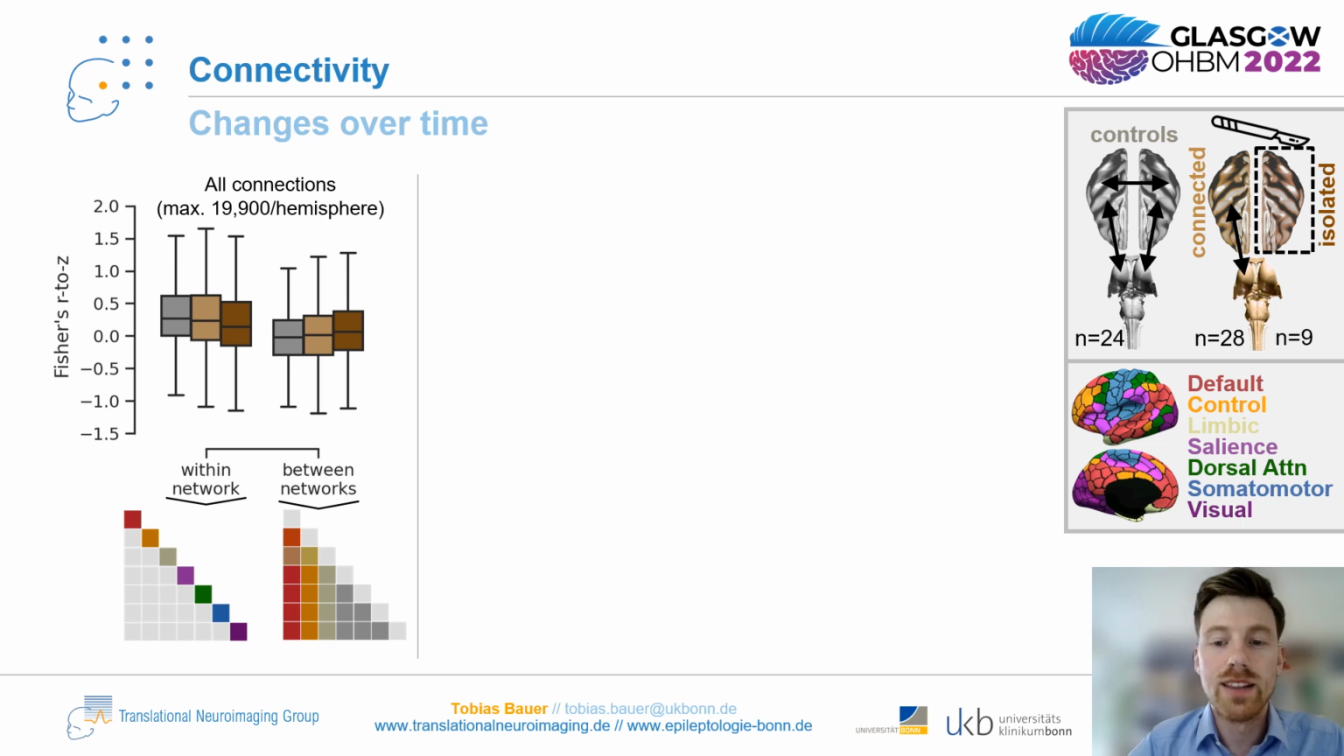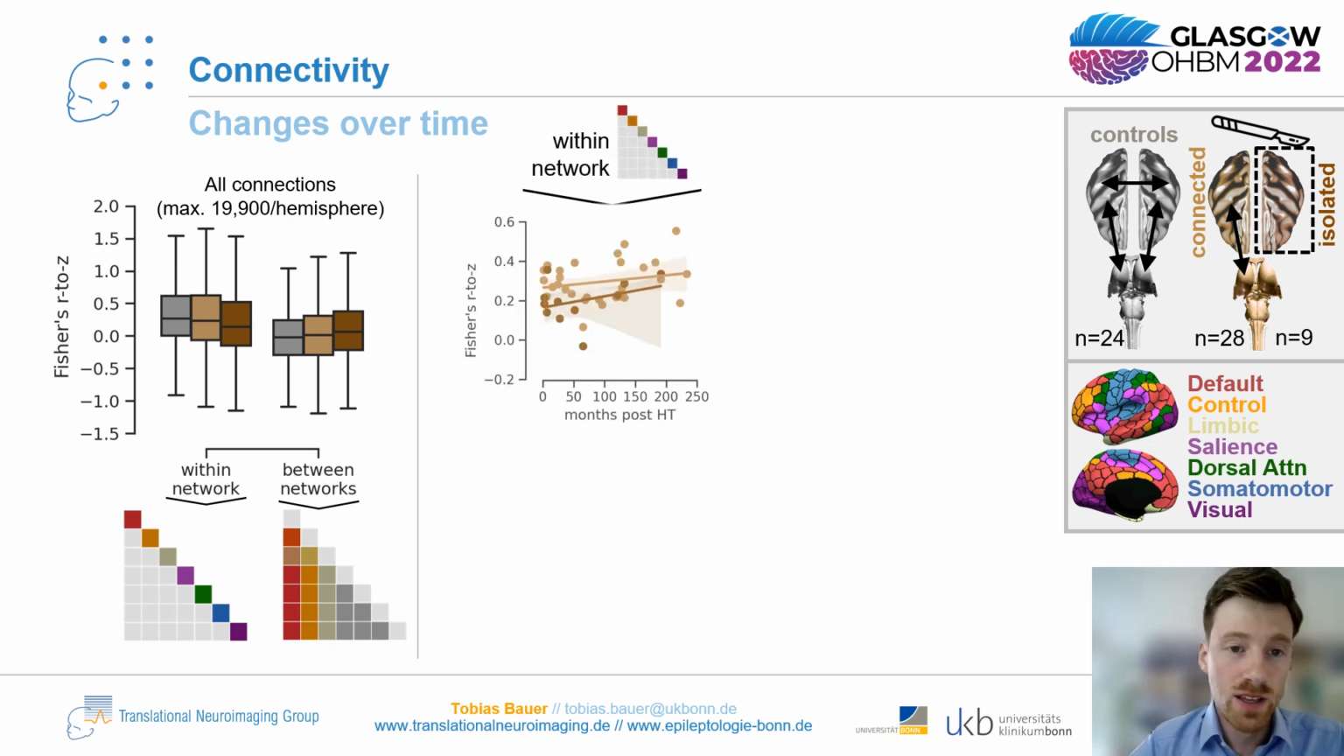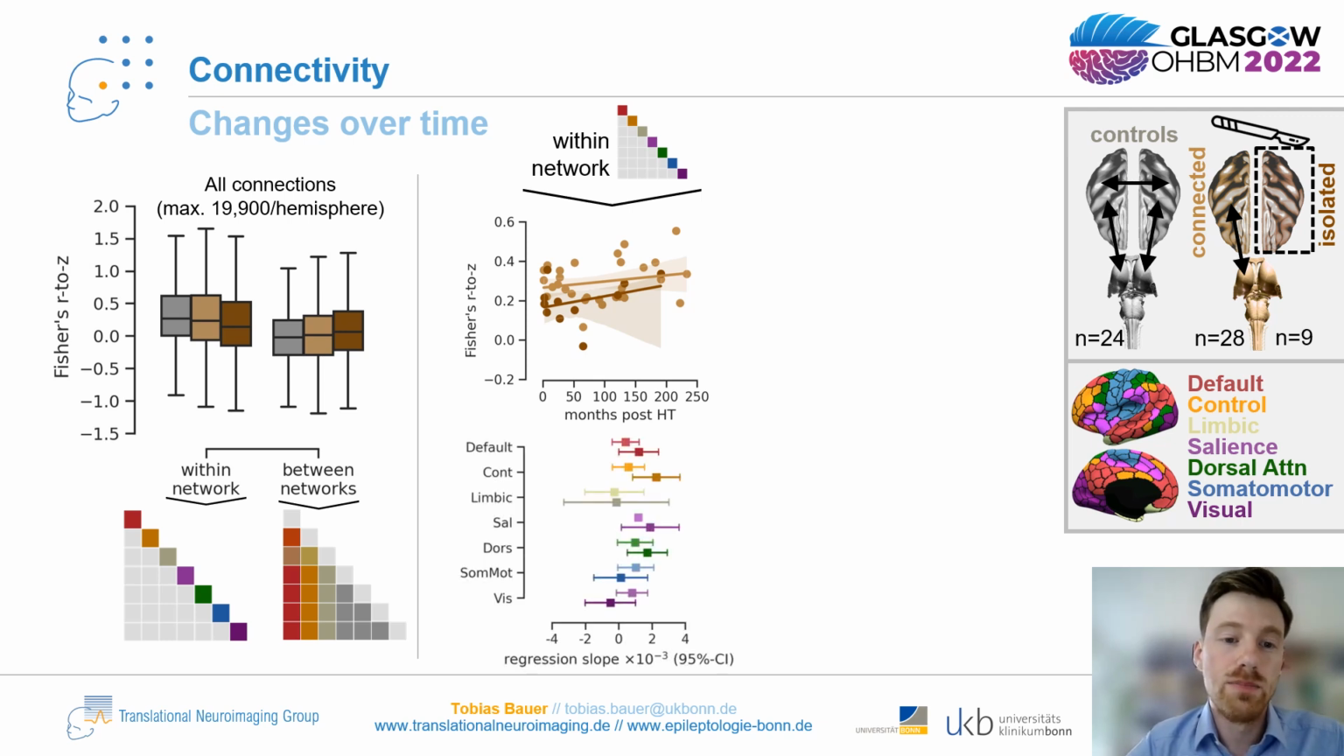So now let's look at the connectivity profiles longitudinally with a mixed effects model. We found that within-network connections increase over time, both on the connected and isolated hemisphere, with a stronger increase on the isolated hemisphere across all networks. If we look at the slopes individually per network, we see that a stronger increase on the isolated hemisphere is especially present in transmodal networks, while in unimodal networks there is less increase on the isolated hemisphere.